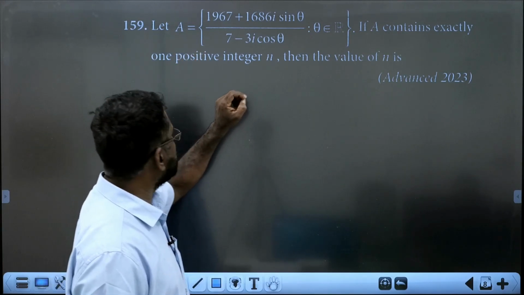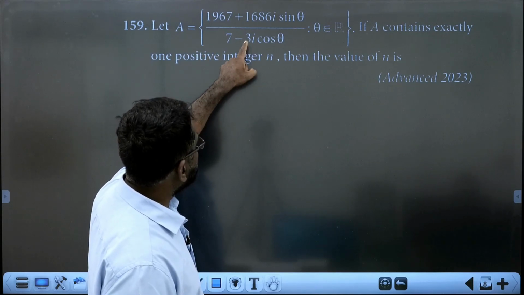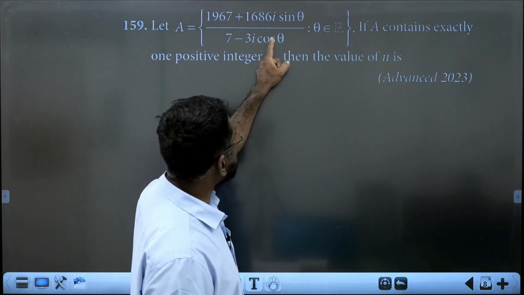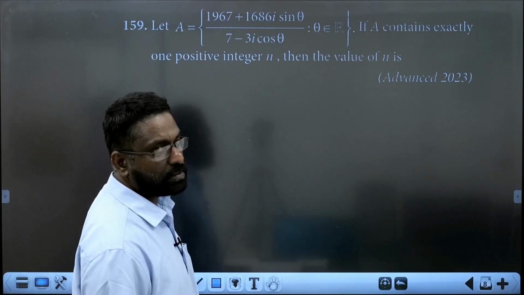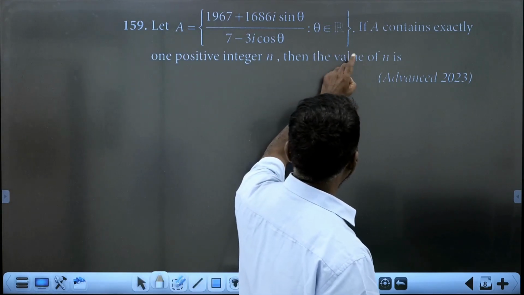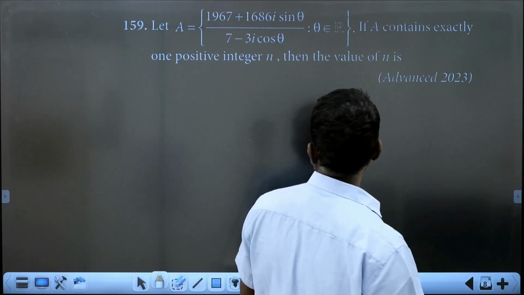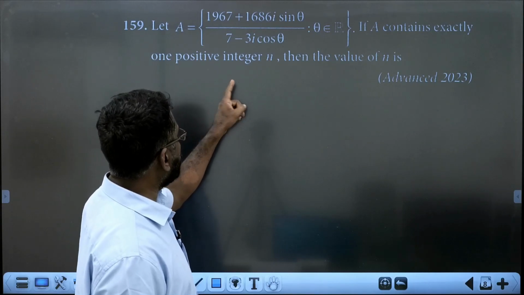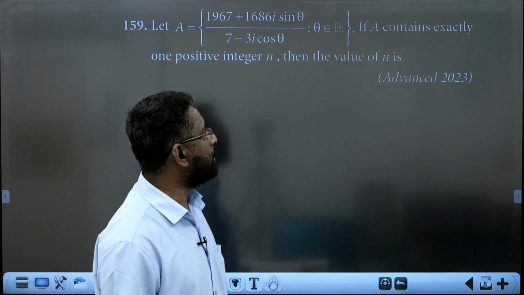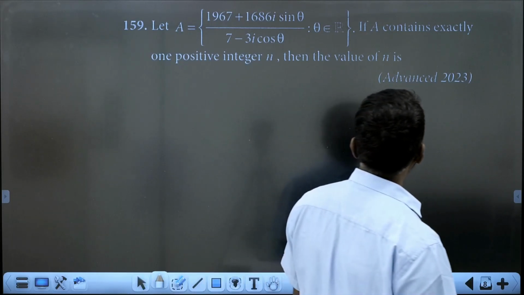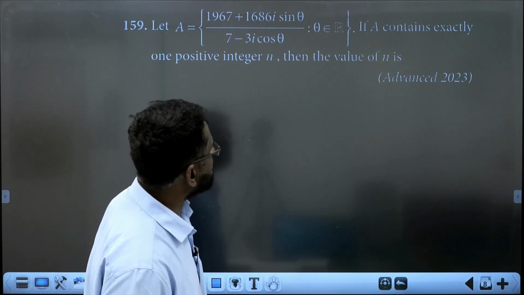Let A equal (1967 plus 1686 i sin theta) divided by (7 minus 3i cos theta), theta belongs to R. If A contains exactly one positive integer n, then the value of n is. Okay, this is the question.